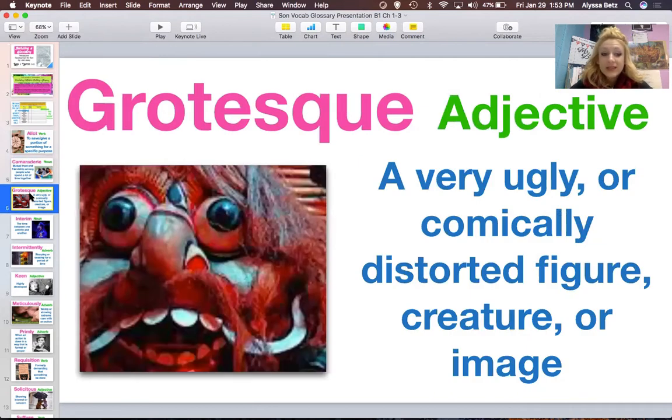Next up is grotesque. This carries over from our Gothic literature unit. We learned this word with our Edgar Allan Poe short story. Grotesque is an adjective. It's a descriptive word. If something is grotesque, it is either very ugly or comically distorted. Usually this is a creature or some type of shocking image that we would describe as grotesque.